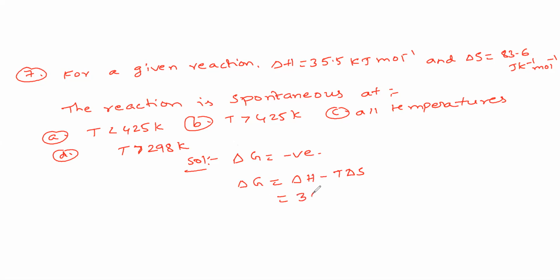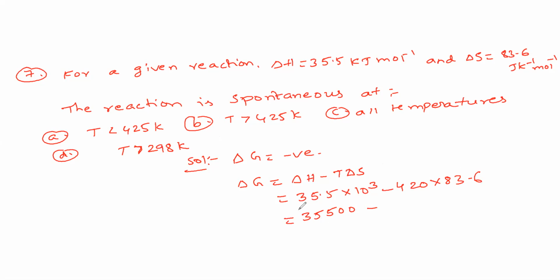So 35.5 into 10 to the power of 3 joules per mole, minus T. Let us take the temperature less than 425, let us take around 420 for example, into delta S. Delta S is 83.6. 35.5 into 10 to the power of 3 means 35,500. If 420 into 83.6 is greater than 35,500, then it is spontaneous.